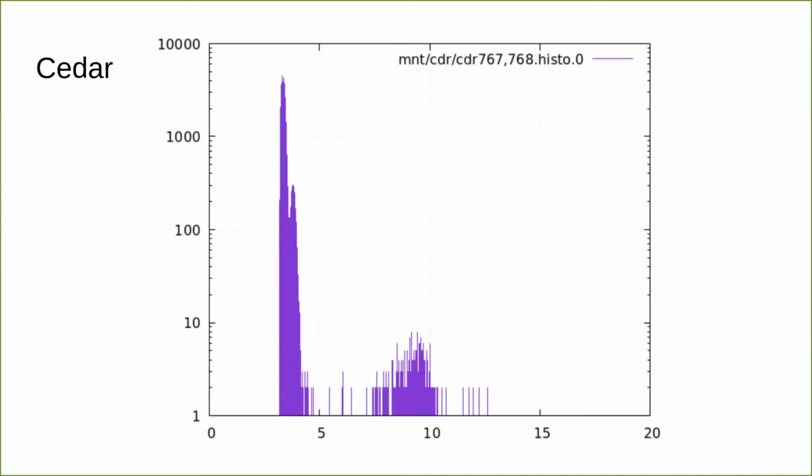Here's the same thing on Cedar. And I have to say, this really surprised me because Cedar's interconnect is different, but should have similar specs. So these numbers are substantially higher. You'll see that the peak of the histogram is more like 3, maybe even 4 microseconds. And there's a fairly substantial set of outliers all the way out to 10 microseconds.